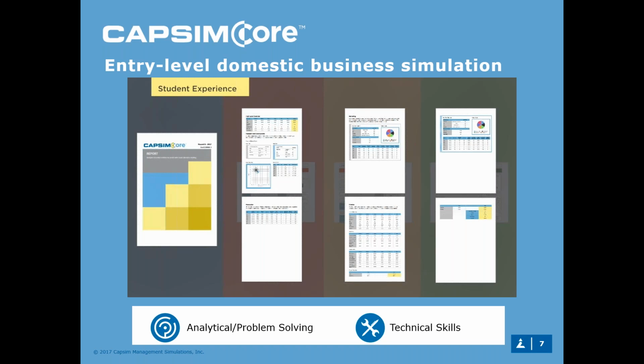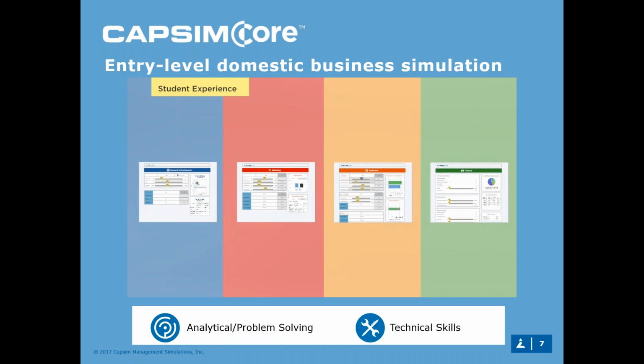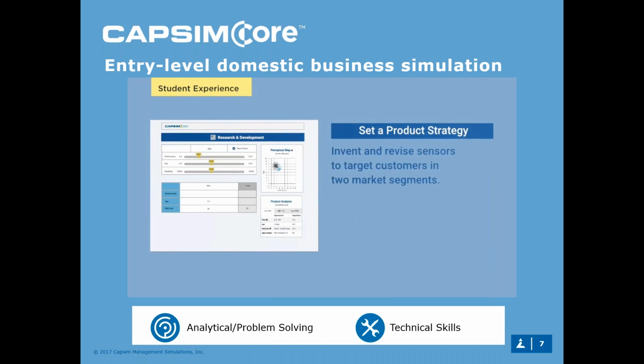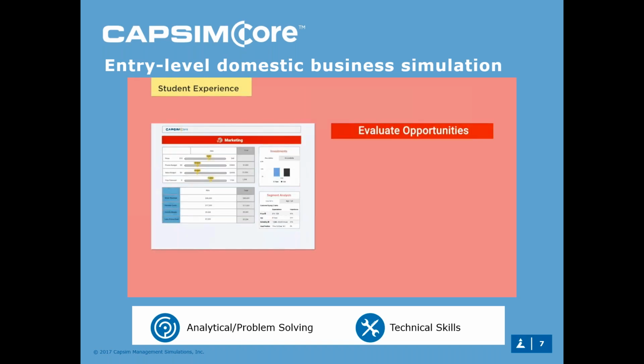But what decisions will the students actually be making? Well, they're going to first start in the R&D department. And here, they're going to be setting a product strategy. So they're going to be inventing and designing these sensor products to meet the needs of 2 markets. From there, they'll go on to the marketing department, and they'll be setting product prices, marketing budgets, and creating some sales forecasts too.